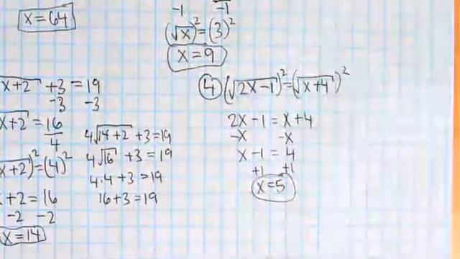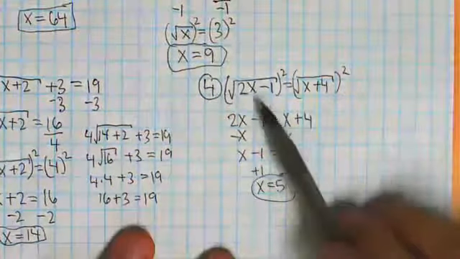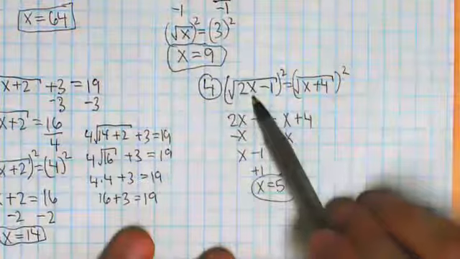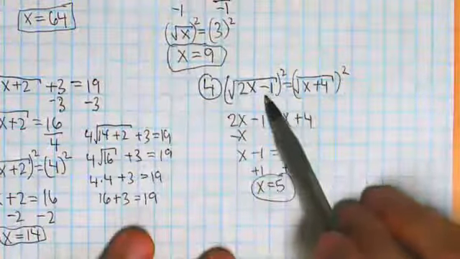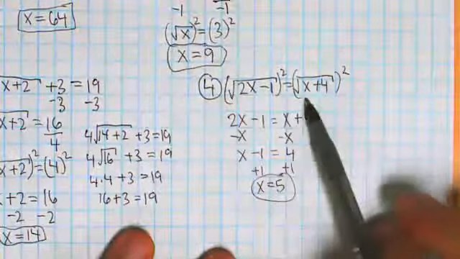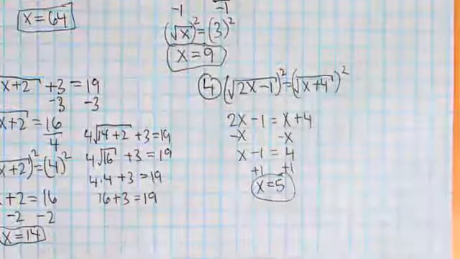And if you really wanted to, you could quickly check. 2 times 5 is 10. Minus 1 is 9. The square root of 9 is 3. And then 5 plus 4 is 9. The square root of 9 is also 3.